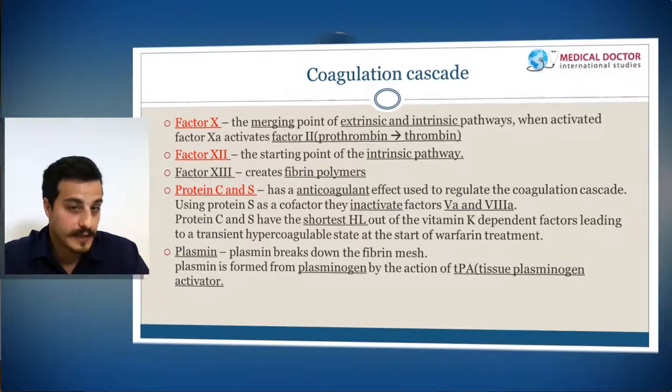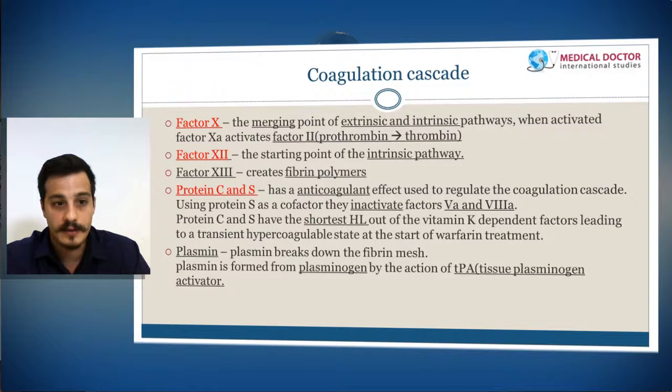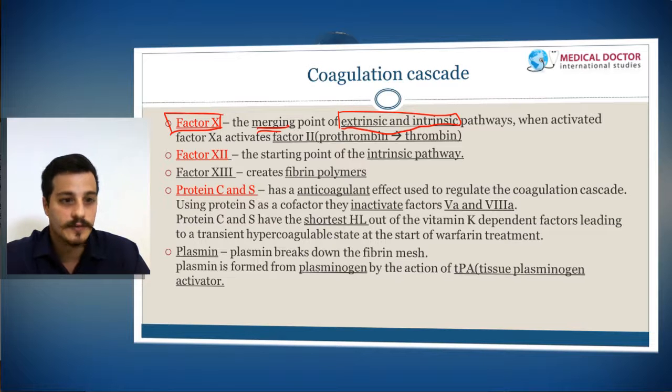Factor 10 itself is another factor that is dependent on the action of vitamin K, and as you saw before in the pathway, is actually the merging point between the extrinsic and intrinsic pathway and the beginning point of the common pathway. And as we said before, its function when activated is to turn factor 2 from prothrombin into the activated form of thrombin.